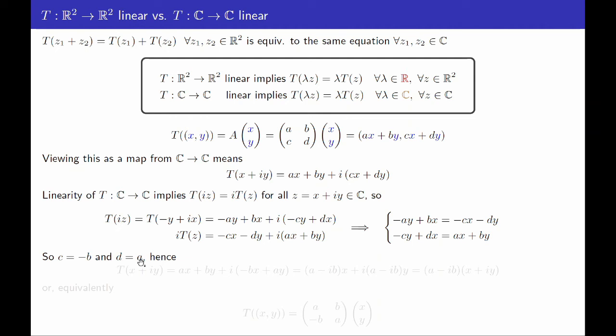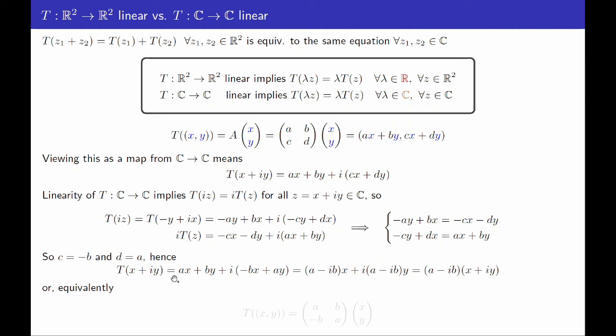So now if we go back to the definition of T and substitute these values, so we replace c by negative b and we replace d by a, this is the expression we obtain. And now we can factor out x from this term and that term and obtain a minus ib times x. Similarly, we can factor out i times y from this term and from that term, and again we have i times a minus ib times y. Now we can pull out a minus ib from these two terms, and the result reads as a minus ib times x plus iy.